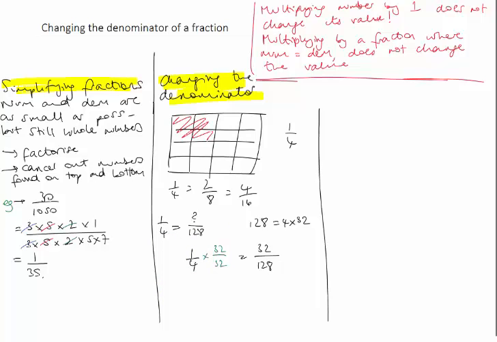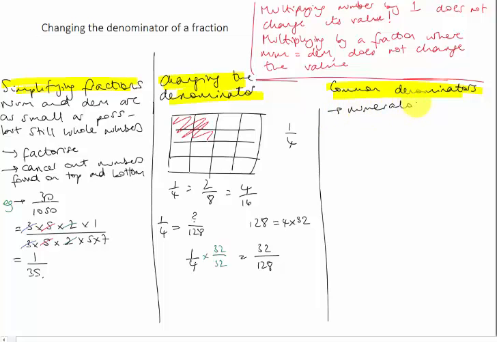Alright, the third thing I want to talk about is common denominators. Okay, that's the third part of what I want to say. So the common denominator is for 2 or more fractions, and you can get them the same, but the numerator should still be a whole number.